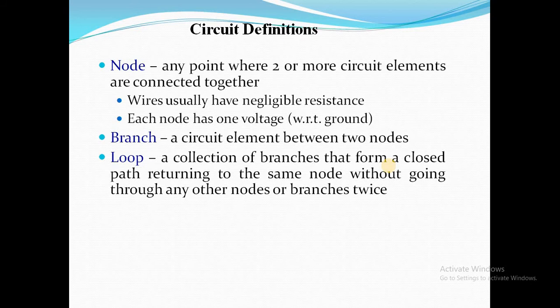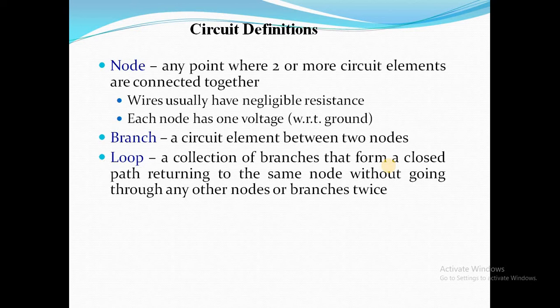Circuit definitions. Now here we will start with circuit network analysis. Node: any point where two or more circuit elements are connected together. Wire usually has negligible resistance. Each node has one voltage with respect to ground. So any point where two or more circuit elements are connected together is called a node.